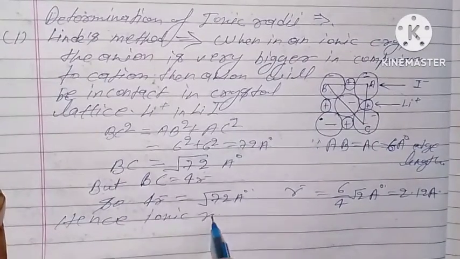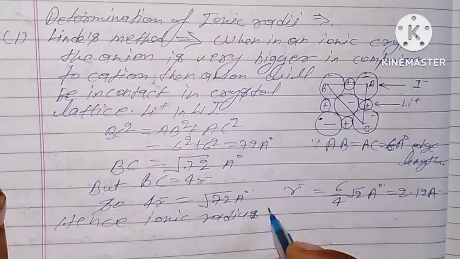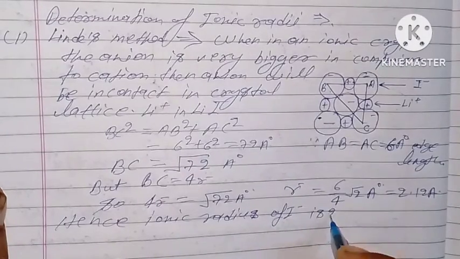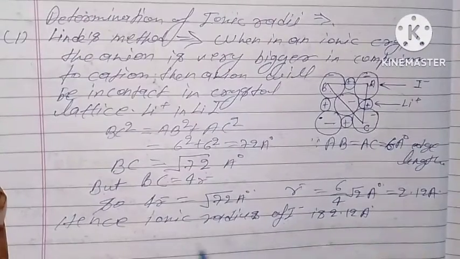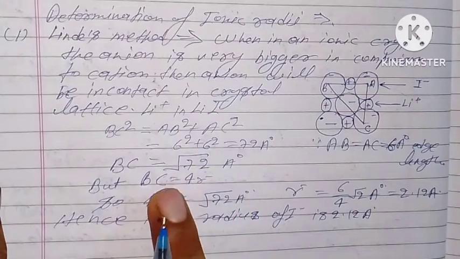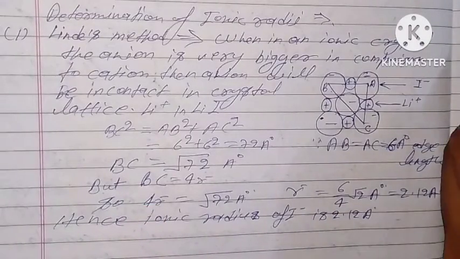Hence the ionic radius of the iodine ion is 2.12 angstrom. In the crystal of KI, anion and cation are in contact with each other. This is shown in the figure. And in the next we will study about this.